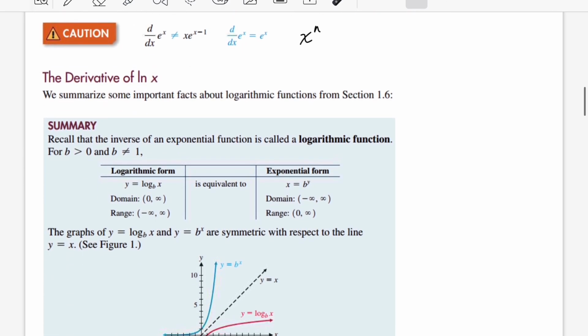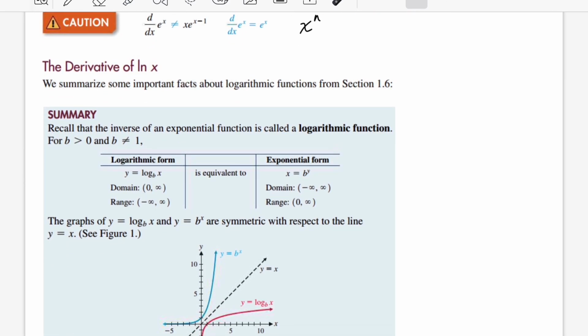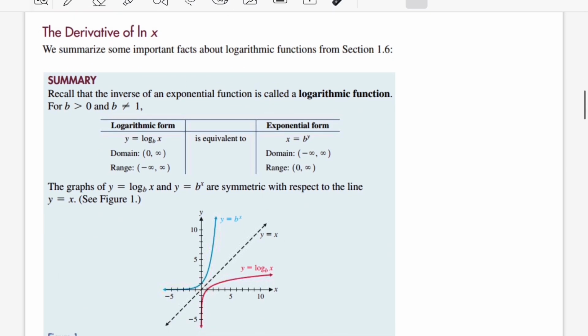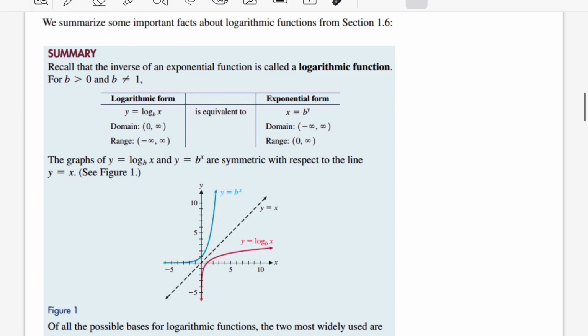Now we're going to look at the derivative of the natural log. Below and this here are just some important facts that we saw from section 1.6 on log functions. Just putting this information here, we're going to bring some of this back.